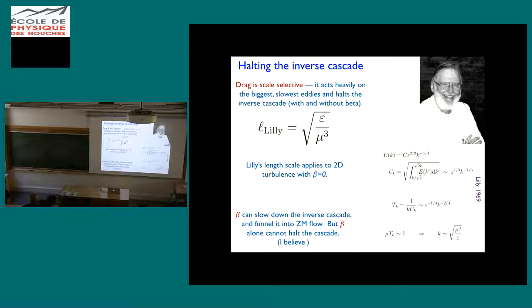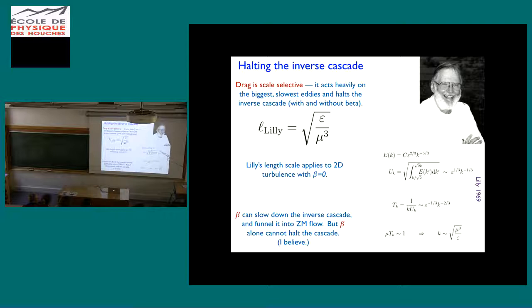That's completely wrong. So what Lilly realized is that drag is scale selective, and it acts very heavily on the biggest, slowest eddies, that is the ones that are produced at the end of the inverse cascade, with or without beta, this is true. And what I'll call the Lilly length scale is the square root of epsilon over mu cubed. So just to flesh out Lilly's argument, and by the way, this argument applies to 2D turbulence with beta equals zero. So the idea is that if you have drag, there's an inverse energy cascade, it will not reach the domain scale, provided that the Lilly length, or Lilly's length, maybe that's why this isn't popular terminology, is much less than the domain scale. Okay, Lilly's length stops the inverse cascade.